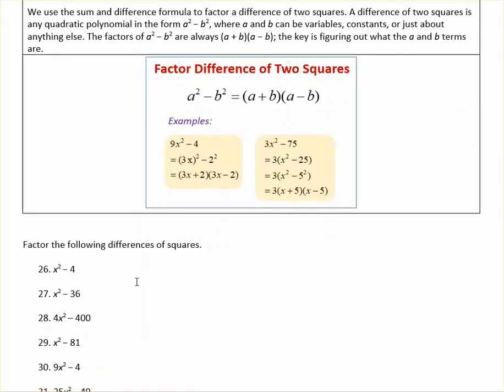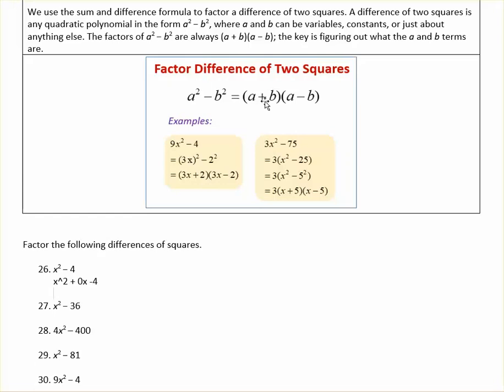be 0 or 0x. So in 26, I could factor this the same way we factored our other problems if I remember that there is really a middle term, it's just 0. And then I could say, okay, what are the factors of -4 that would add up to 0? Well, -4 times 1 is not going to work. What about -2 times +2?